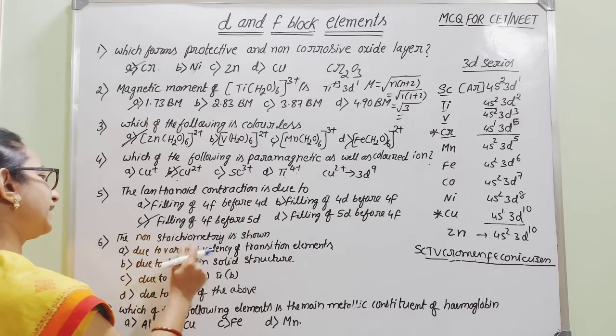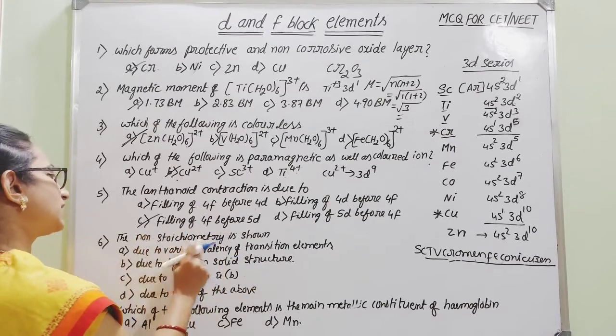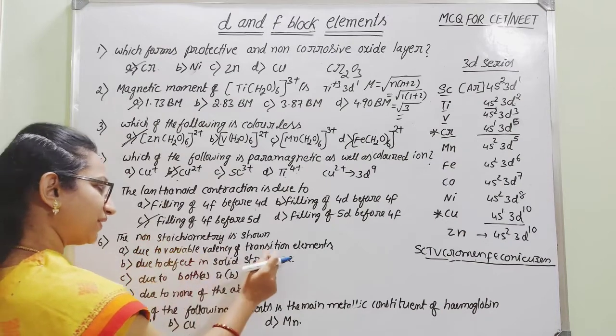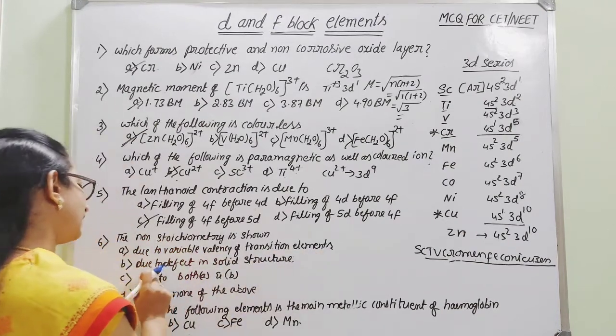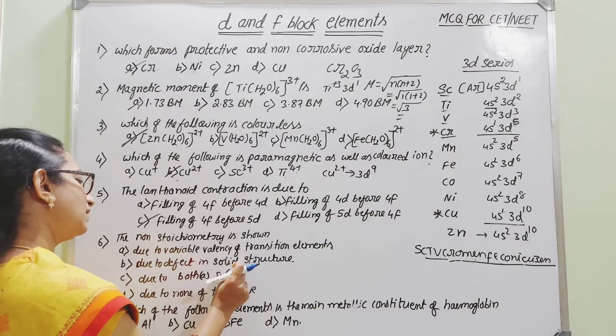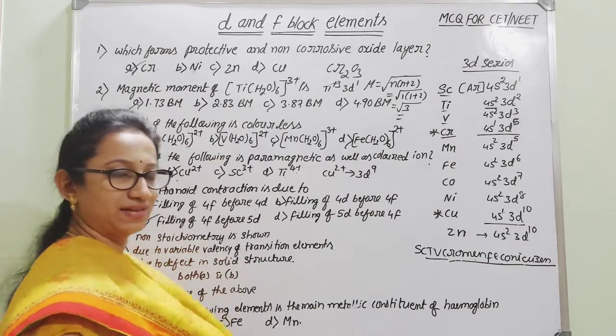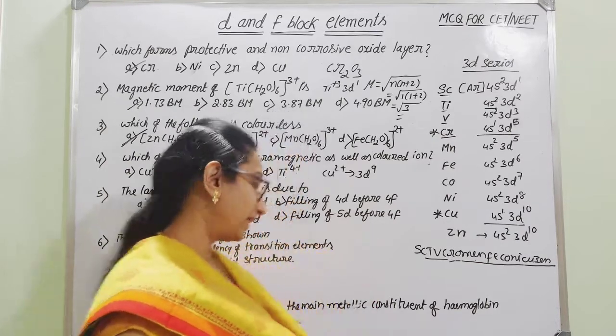Therefore, which is the right option? The non-stoichiometry is shown due to variable valency of transition elements, we can accept that, and it is also due to defect in the solid structure. Therefore, option C is the right answer. Got it?